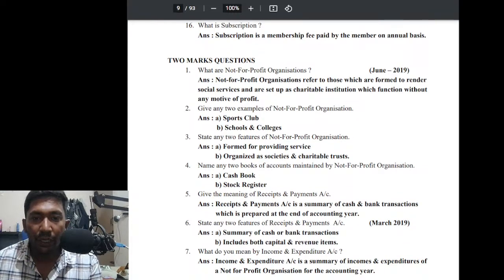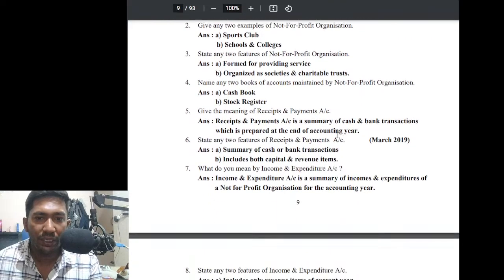Okay, so here see they have given a 2 mark question. So for not for profit organization, you can simply write it is established with the motto of providing service to the society. Okay, the main motto of a not for profit organization is to provide service.